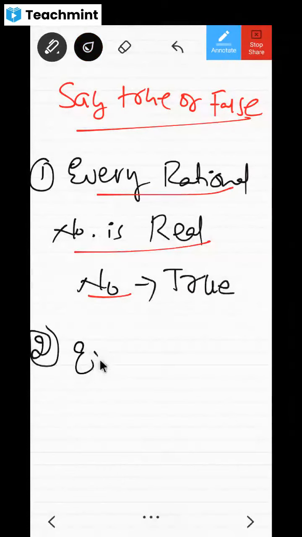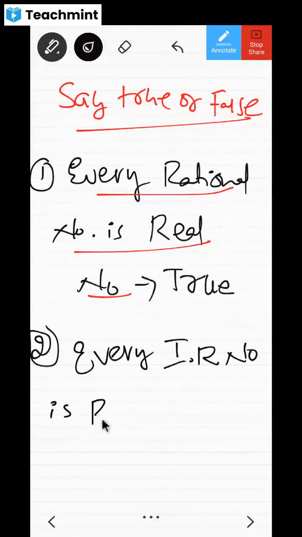Now the second one. Every irrational number is a real number. True or false?